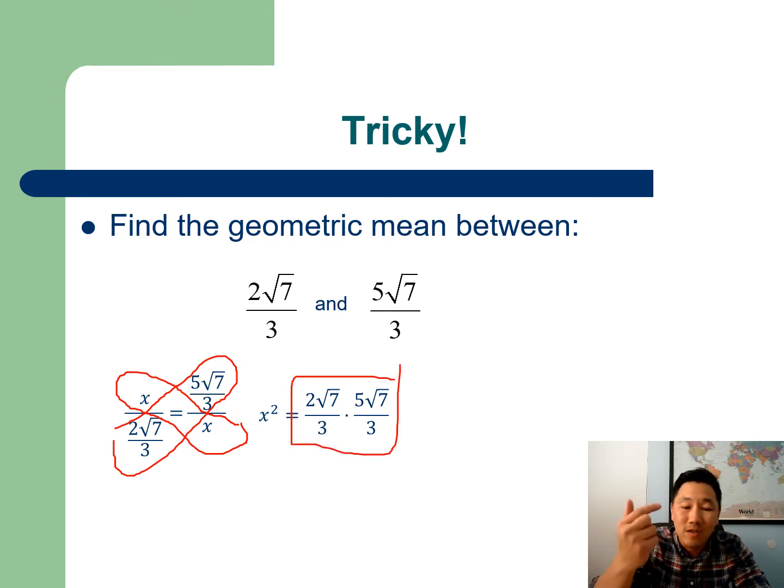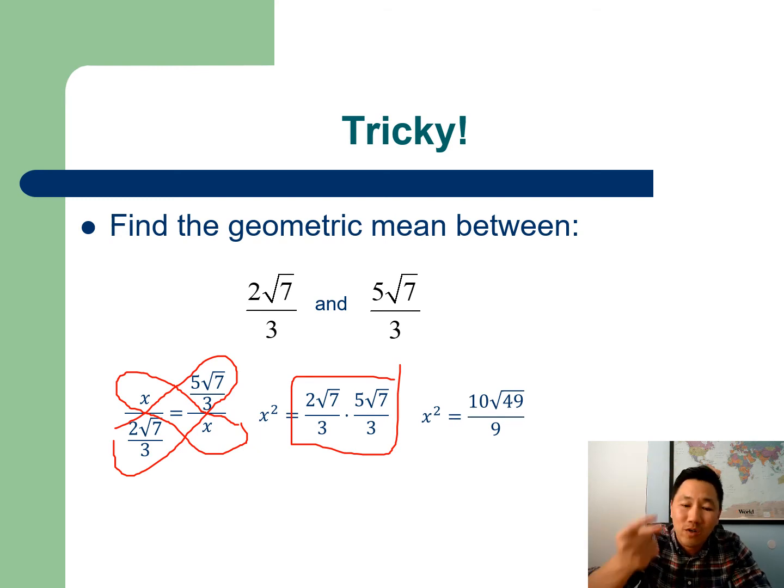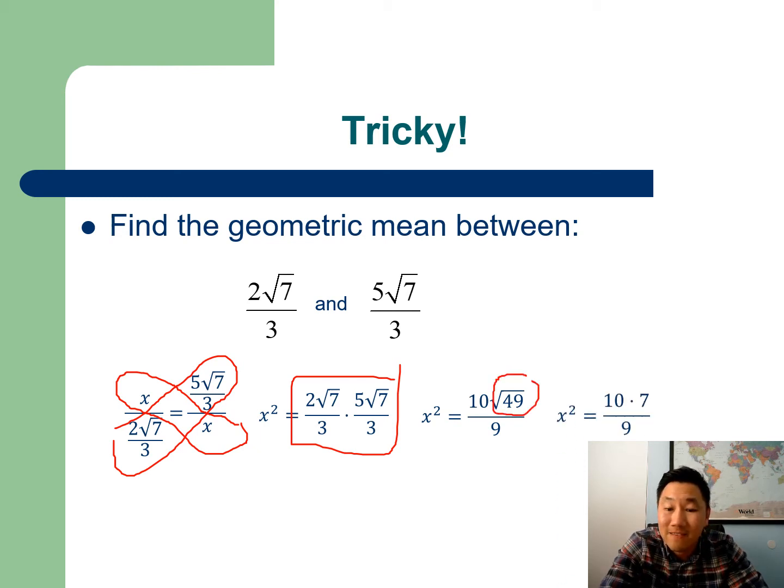It's pretty simple. The outside multiplies with the outside, the inside with the inside, and the bottom with the bottom. The 2 times the 5 gives us the 10. The square root of 7 times the square root of 7 is the square root of 49. The 3 times 3 is 9. And of course, we know the square root of 49 is 7. Now we can simplify that more. X squared is equal to 70 over 9.